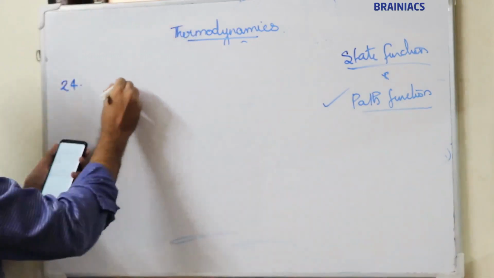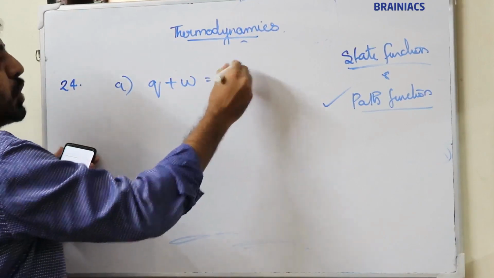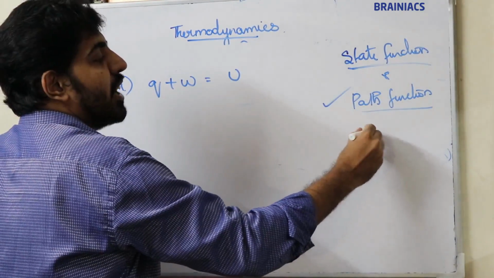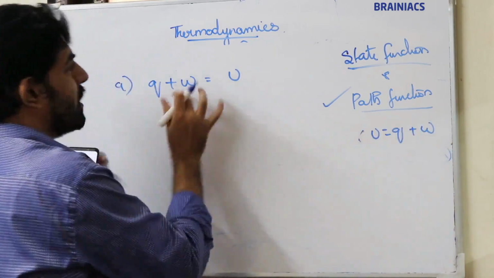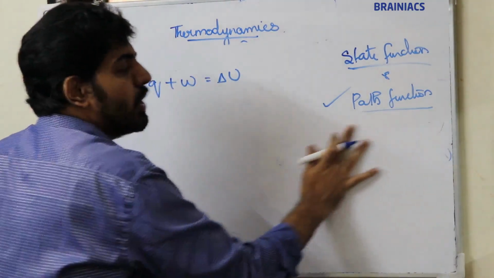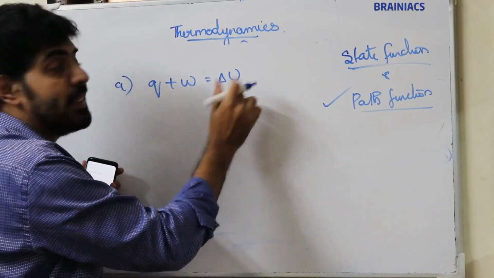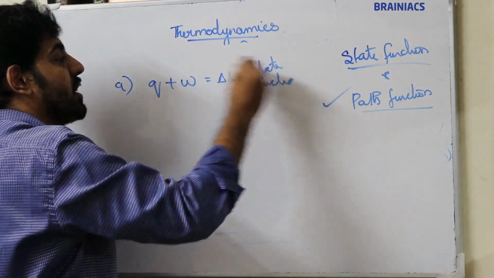Option A is U plus Q plus W. What is Q plus W? According to the first law, delta U is equal to Q plus W. Q plus W is delta U. Delta U is the change in internal energy. Internal energy is a state function.